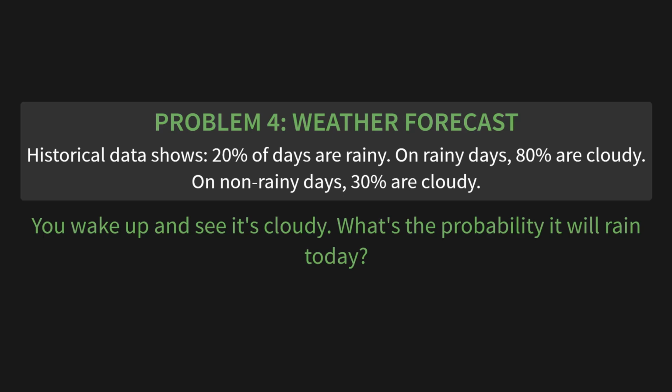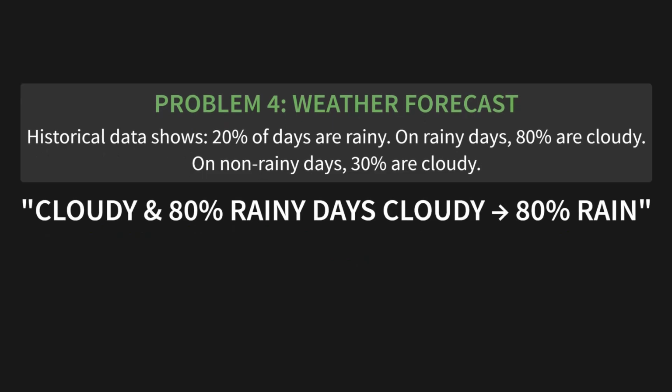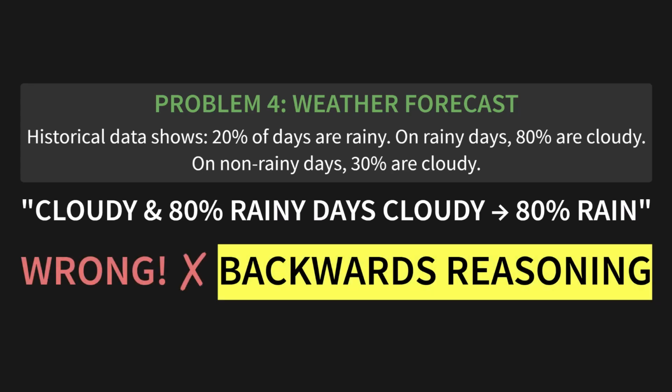This is conditional probability in action. We have evidence, cloudy sky, and we need to update our belief about rain. Your instinct probably says it's cloudy and 80% of rainy days are cloudy, so there's an 80% chance of rain. Wrong. This is backwards reasoning. Let me show you why.